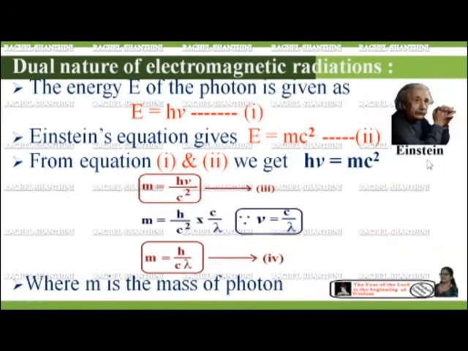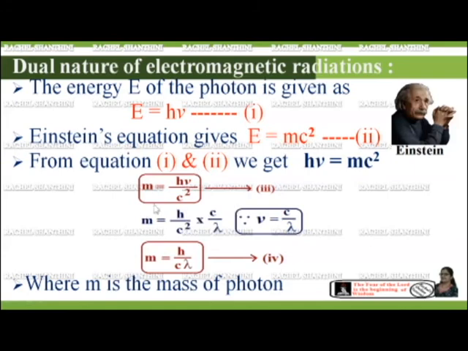Einstein in 1905 calculated the mass of a photon associated with the radiation of frequency ν. The energy E of a photon is given by the expression E = hν. According to Einstein's equation, E = mc². So from equations 1 and 2 we get hν = mc². If we bring c² from the numerator to the denominator on the other side, we get m = hν/c².